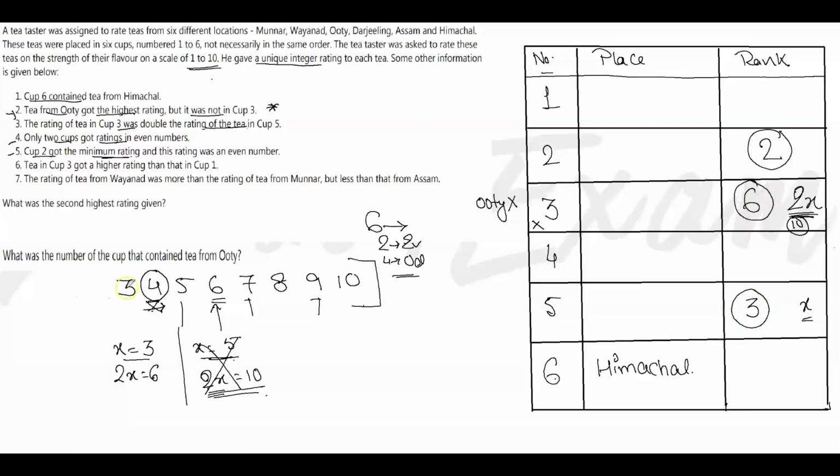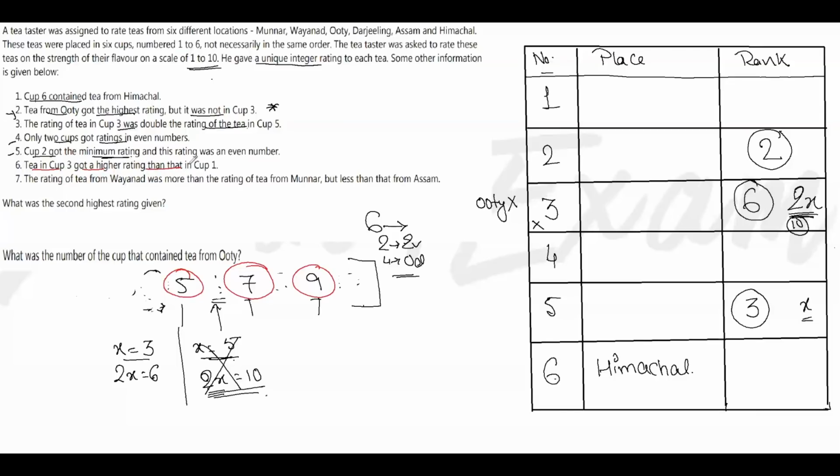Let's again delete all possibilities that are either taken or cannot be used anymore. So 3 cannot be used, 4 cannot be used, 6 is already used, 8 cannot be used, 10 cannot be used. So I'm left with 3 more ratings, that is 5, 7 and 9. Okay, let's see what do we have here. T in cup 3 got a higher rating than that in cup 1.